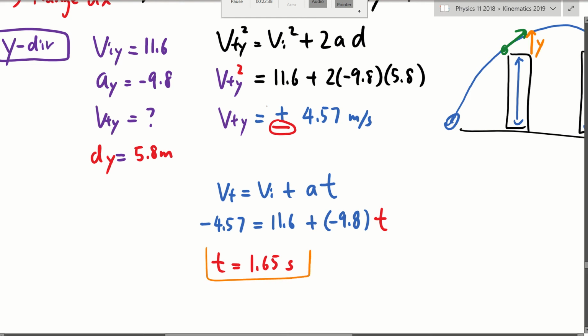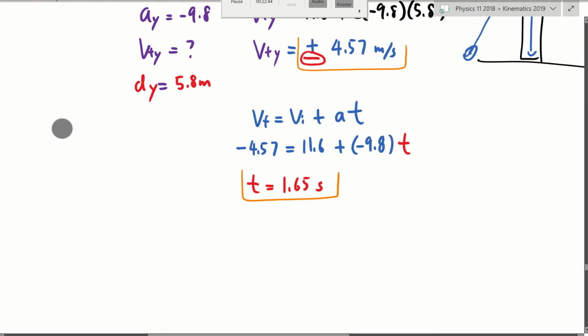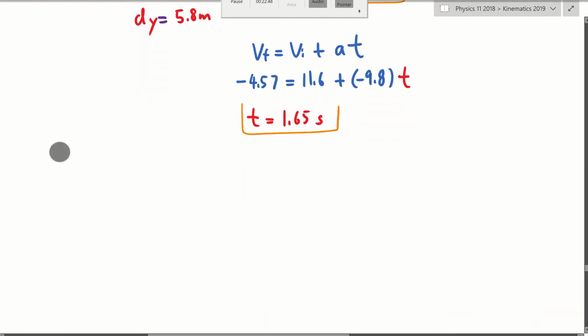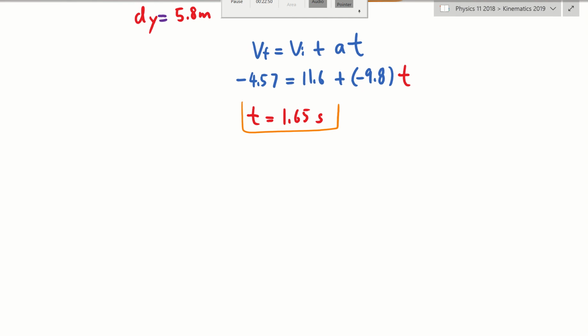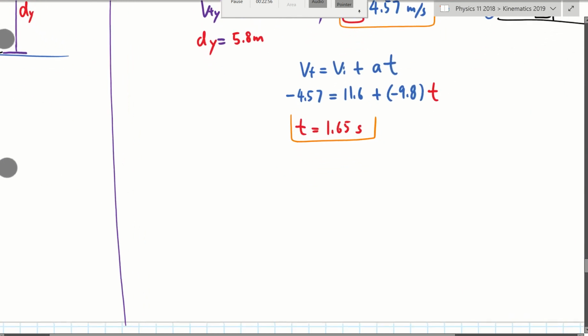Okay, so we have a V final. We now also have an airtime. Now we can get range. So the original question was going after range, which is your horizontal distance. And at this moment, let me cut this page like that because I can use the other side. So we are still on part A. Okay, so finally we can get the range. Okay, but X direction range should be easy.